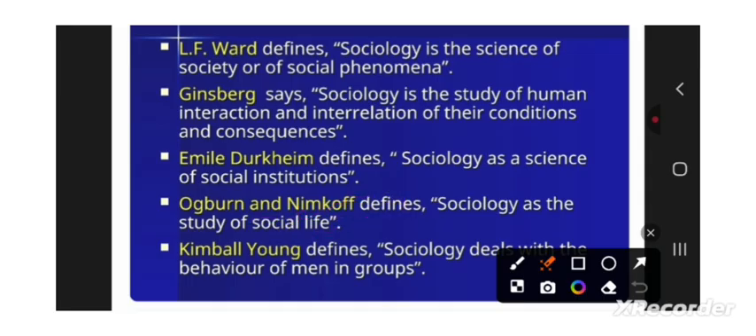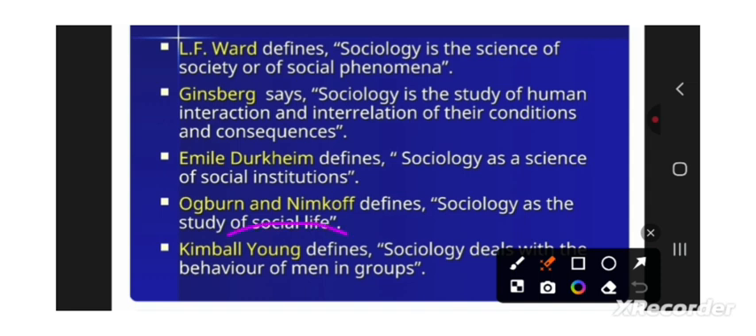Ogburn and Nimkov define sociology as a study of social life. This is an encompassing definition similar to Watt's, which covers all aspects of human existence that are shaped by group living and interaction.